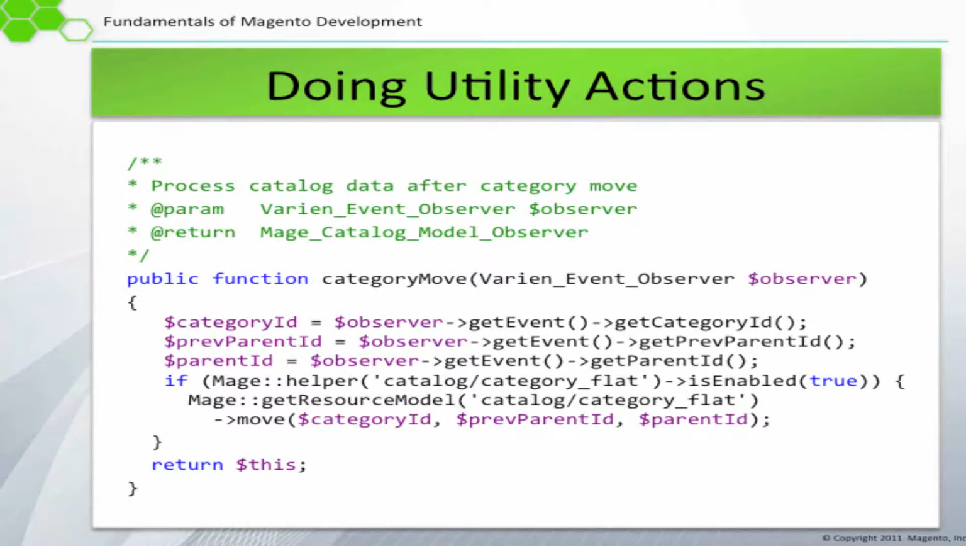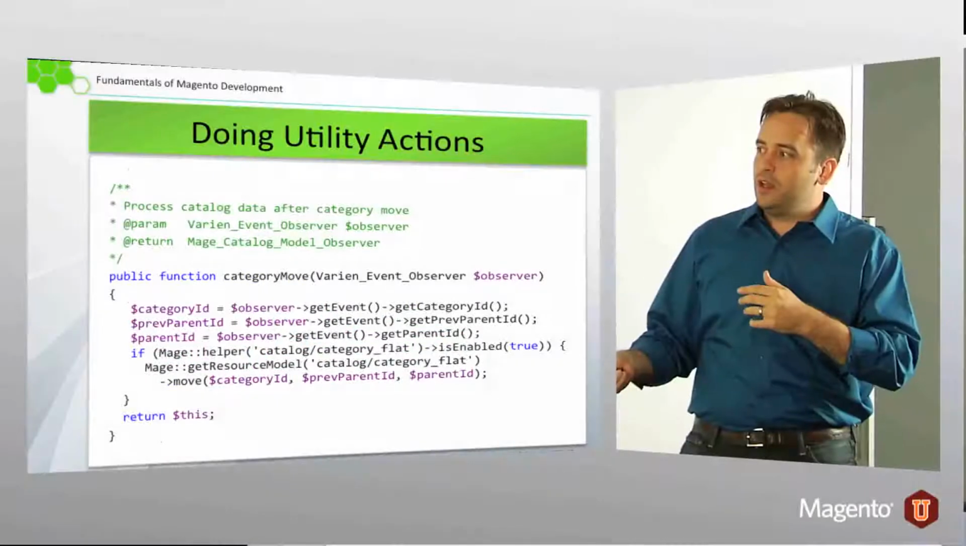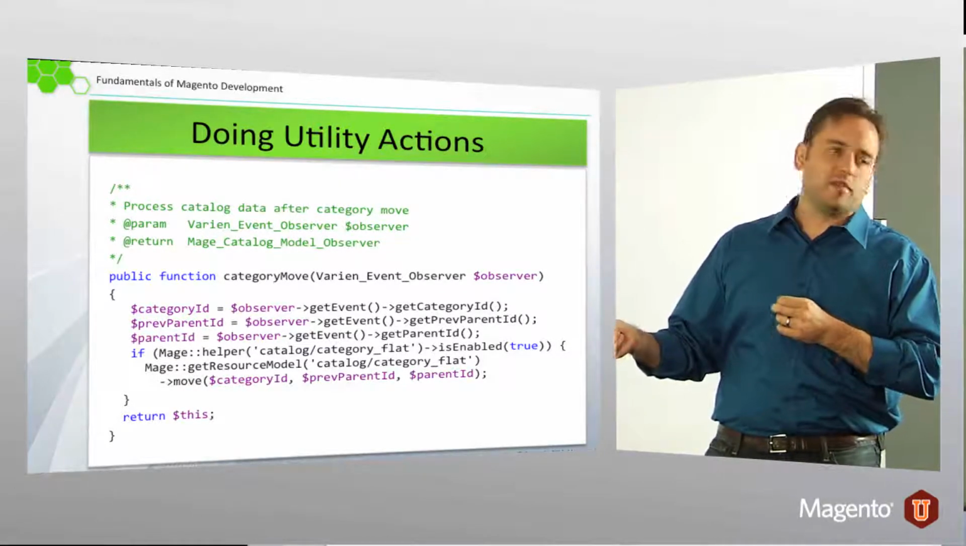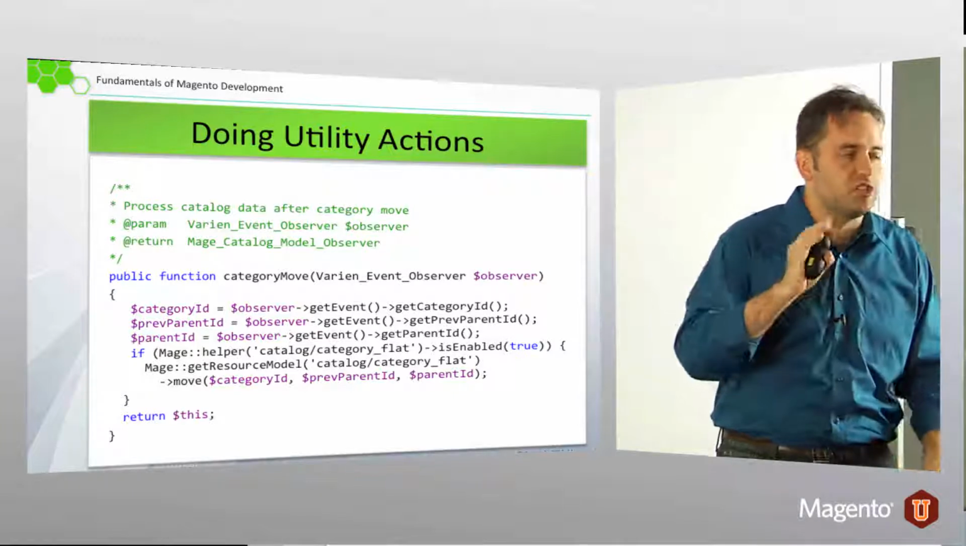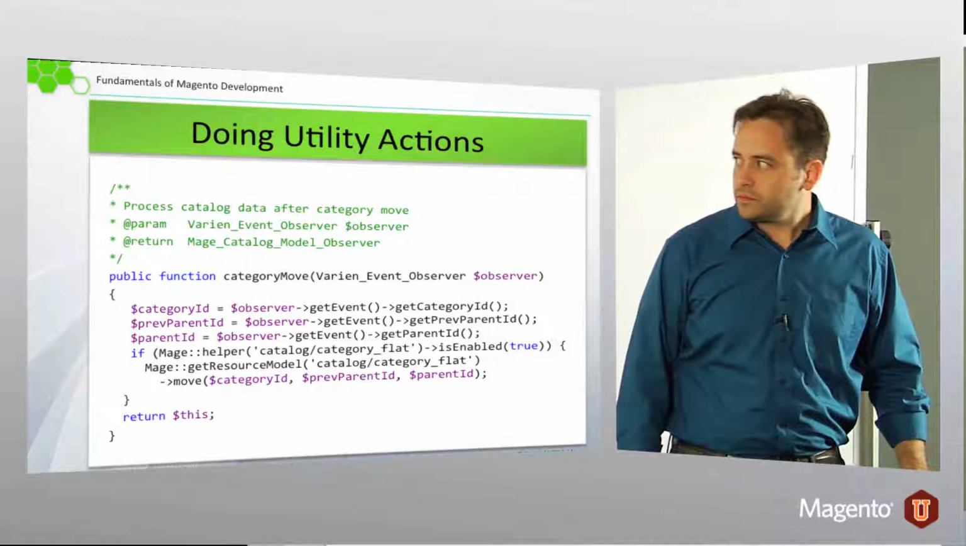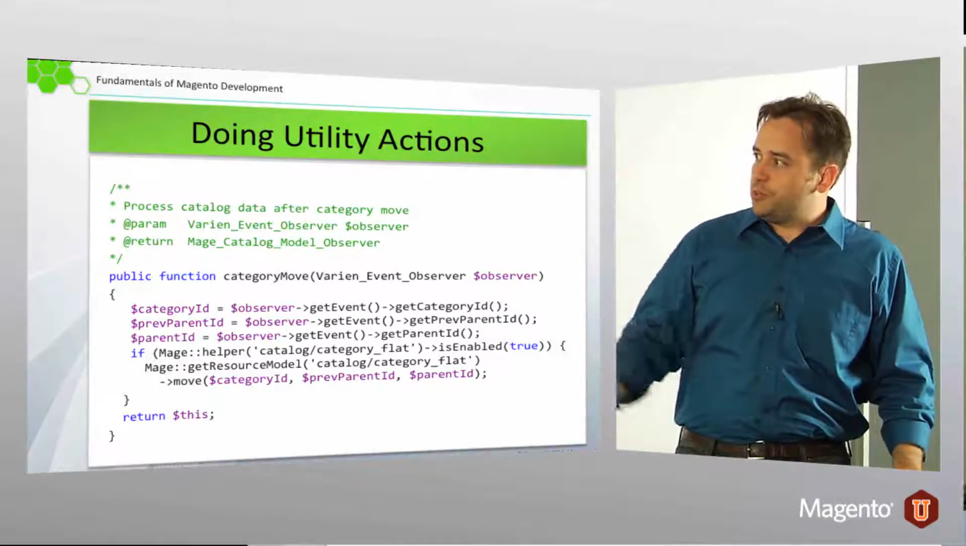And here's the category move action. There are lots of things to check on. Do we have the flat catalog enabled? We probably need to perform this utility function. All we're going to do is observe the category move event, which was specified in the code by a programmer at some point, and perform some utility actions.